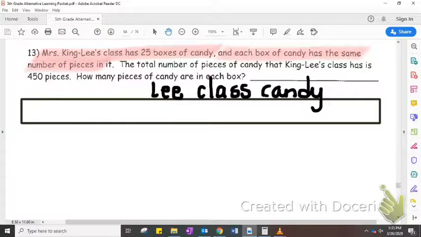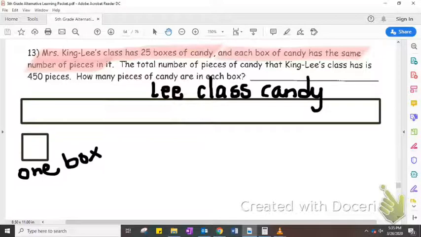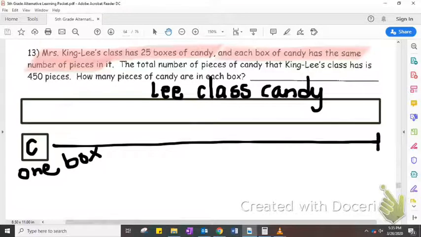Notice how I'm kind of going one part at a time. I'm not reading the whole thing at once. It can be overwhelming to do it all at once. So each box of the 25 has the same number. So let's say this is one box. We don't know how much it has, so we can put C for candy. But we know it's equal all the way for the whole class, for all 25.